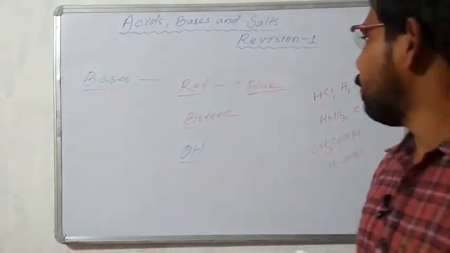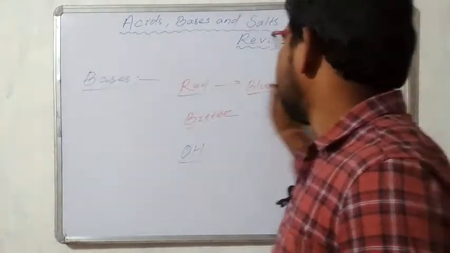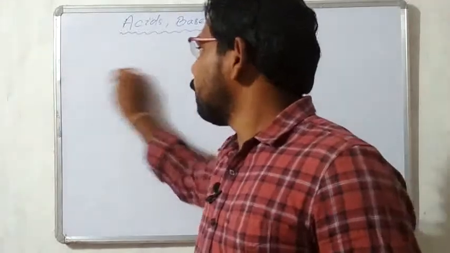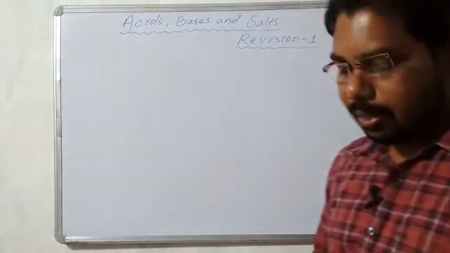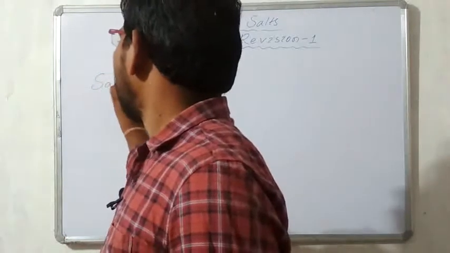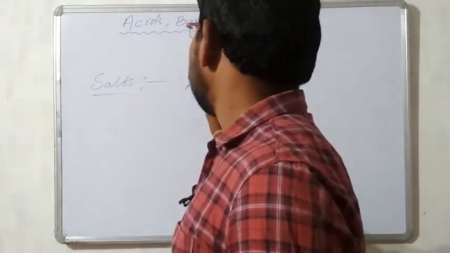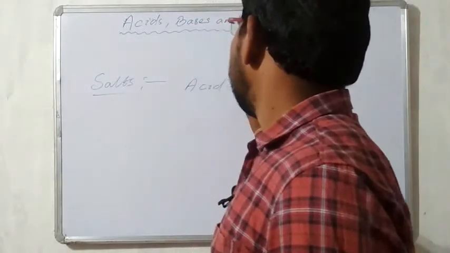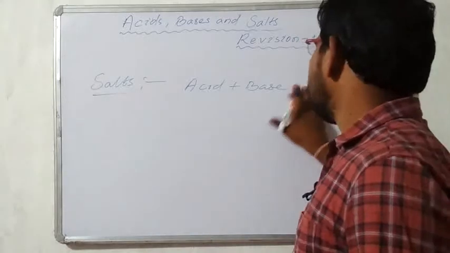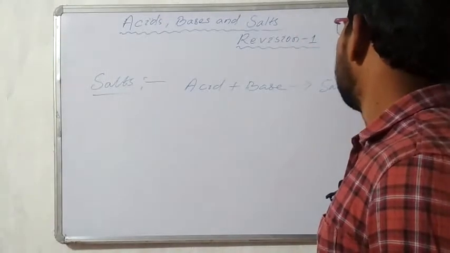Next we will discuss how salts are formed. One thing you remember: salts are formed by the neutralization reaction between acids and bases. When an acid reacts with a base, what will form? Salt plus water.